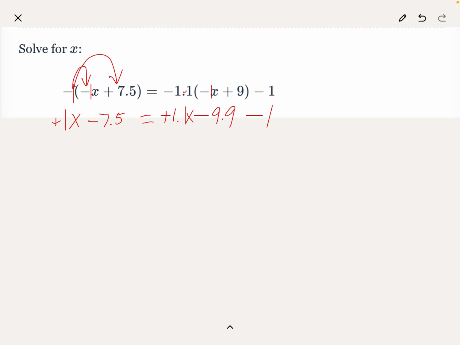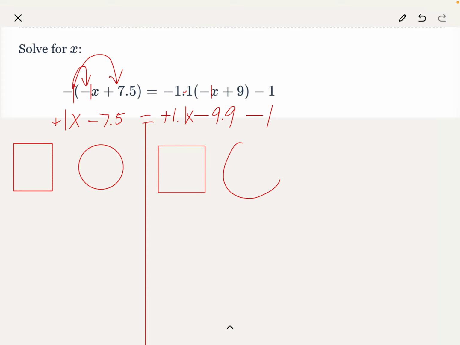So now that I've gotten rid of the parentheses, I'm going to draw my vertical line. My vertical line is not vertical. I'm going to draw my vertical line. On this side, I'm going to have a box and a circle. On this side, I'm also going to have a box and one circle. So the 1x will go in here, the minus 7.5 will go in here. And on this side, the 1.1x goes here, and then in the circle, we'll have a negative 9.9 minus 1. All we have to do is combine this. So a negative 9.9 minus 1 is going to be a negative 10.9.